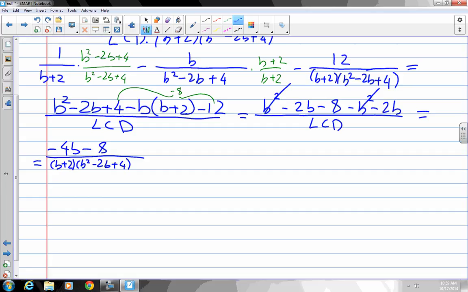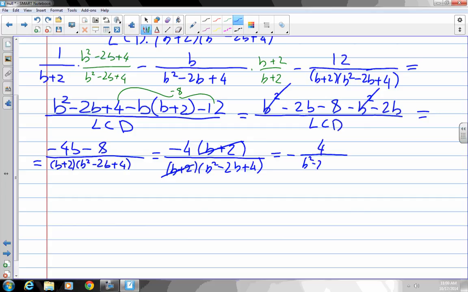Can I do anything else? No? Well, when I ask you, can I do anything else, at this stage, you have to think, well, can I factor? That's really what I'm asking. Can you factor something? Yes. What can I factor? Sure. That b plus 2 shows up, and then cancels with the b plus 2 in the denominator. You really have to look after that, because then b plus 2 is canceled, and that's negative 4 over b squared minus 2b plus 4.